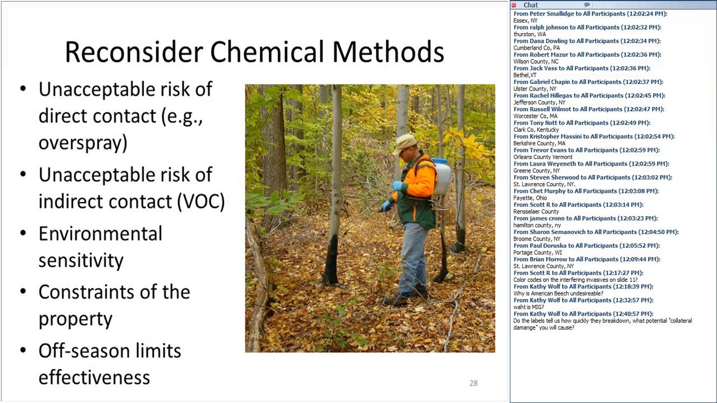You should reconsider or avoid chemical methods if there's some unacceptable risk of direct contact, for example, overspray. If there's a risk of indirect contact, so volatile organic compounds. And the best example of that was a site that I visited, and it had been treated similarly to this picture. That's a picture of me doing a basal bark treatment on American beech. And the treatment was also basal bark on American beech, but it was a much smaller average diameter. There were hundreds of stems per acre.